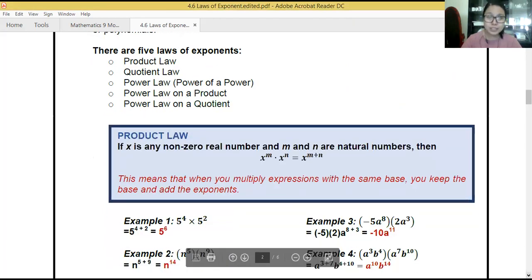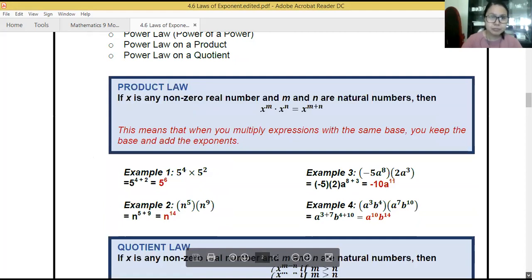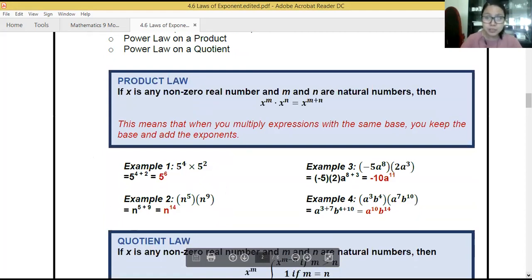The product law states that if you will multiply same bases, you will only add the exponents. For example, let me snip the first one.